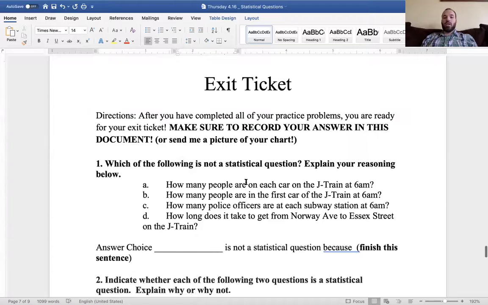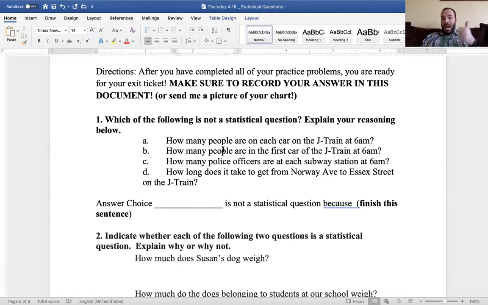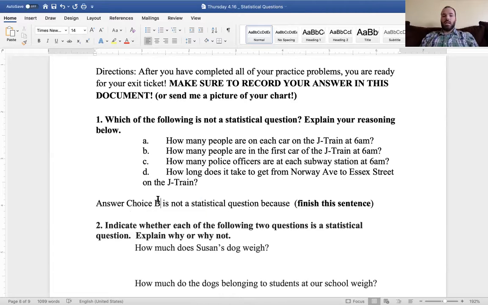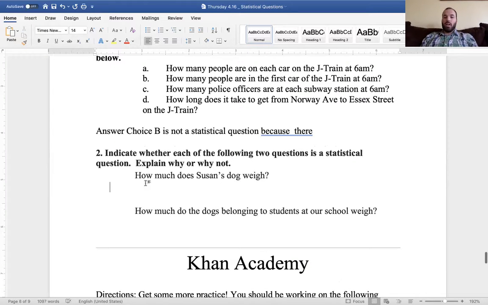As you start on your exit ticket today, remember, it has to have population, it has to have variance. Number one, you're going to put your answer. When you get your answer, you can just highlight this line. Let's say my answer is B. I'd say my answer choice B is not statistical because, and when I ask you to finish your sentence, you can highlight that and put your reasoning for why you picked this as not a statistical question. Hopefully use the words population and variance. For number two, you're going to say this is, or this is not, a statistical question because, and you'll have to give your explanation to get full credit. Again, I should see the words population and variance.